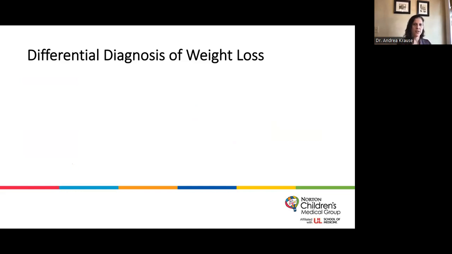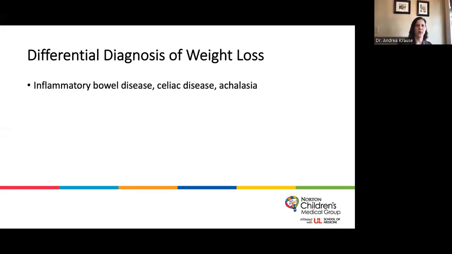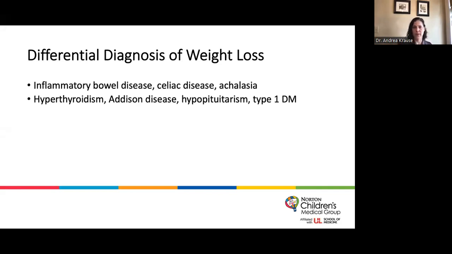And so our differential diagnosis of weight loss is something to consider, especially if you're in the outpatient setting. You always want to make sure you're not missing the obvious. And again, like I said, these illnesses are not always just telling you exactly what's going on. You're not always going to get that. So we'll run through our differential: inflammatory bowel disease, GI disorders like celiac or achalasia. And that's why an ESR can be super helpful when you're doing a workup for someone that's had weight loss.